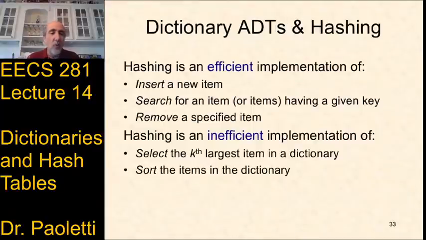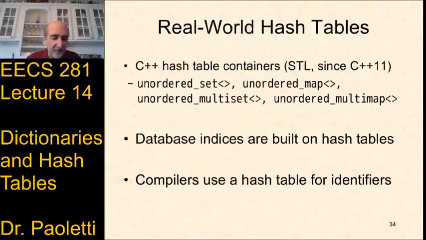So hashing. We wanted to get efficient insertion, search, and removal. We want these to be O of 1 on average, and we're willing to give up other things to get that O of 1 average case. So in the STL, unordered set, unordered map, unordered multiset, unordered multimap, these are all based on hash tables. And these have only been around since C++11, which was around 2011.